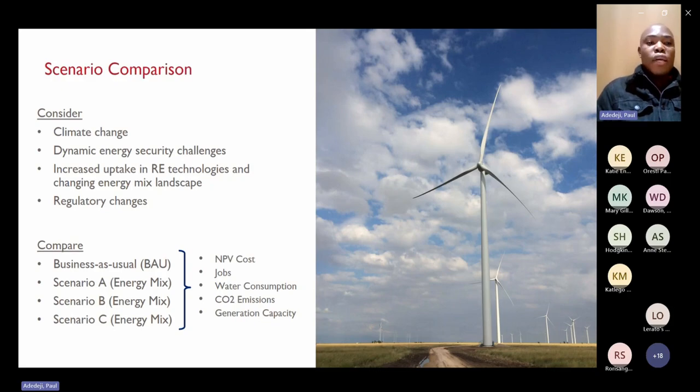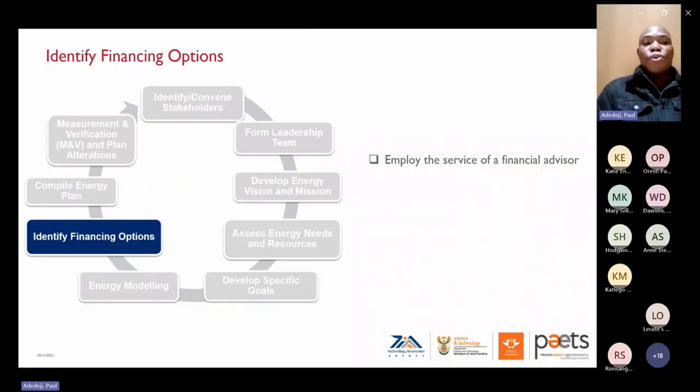Then you tell the district, okay, guys, let's choose from these scenarios. Which one do you think best suits us? Of course, the net present value cost of each of them may vary, most certainly. The emissions and job creation also vary. However, there is always the chicken and the egg situation. Which one comes first? That's the essence of the stakeholder engagement. The stakeholder decides which one to go for.